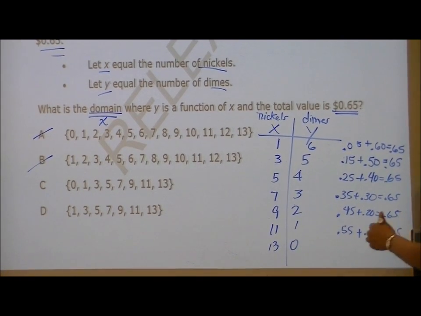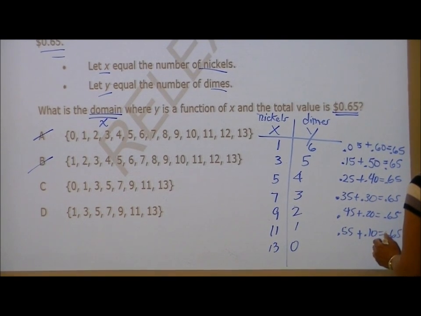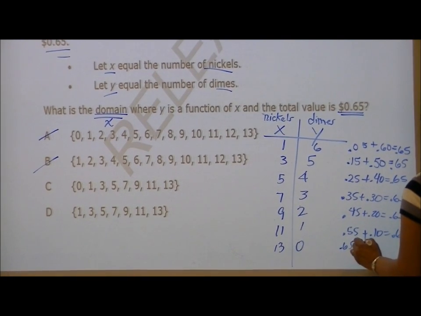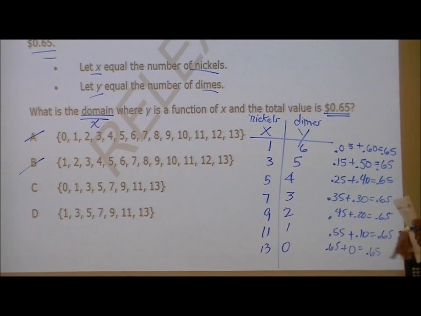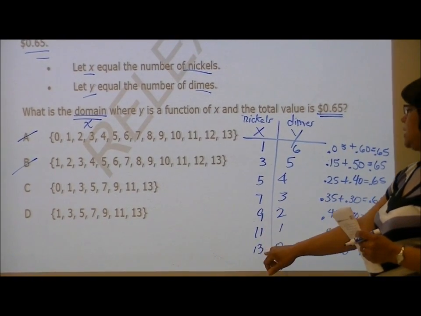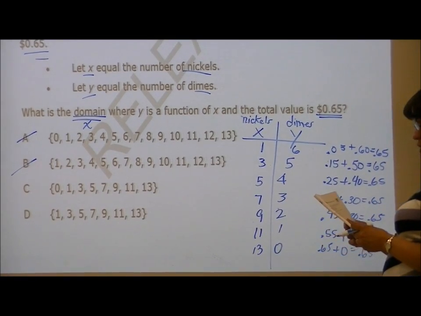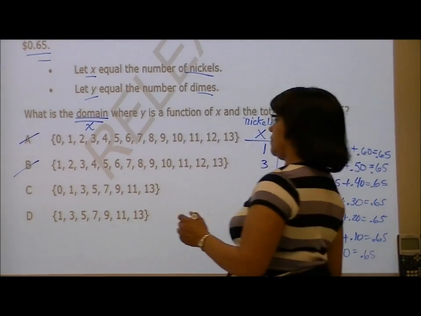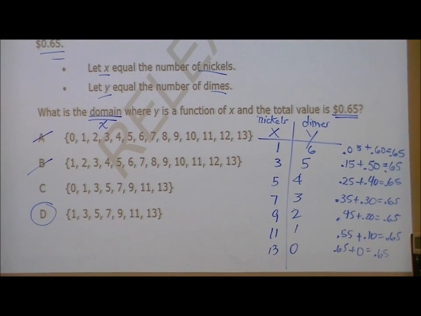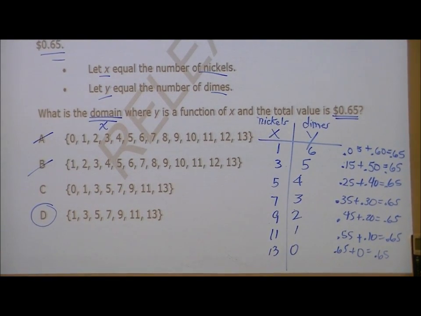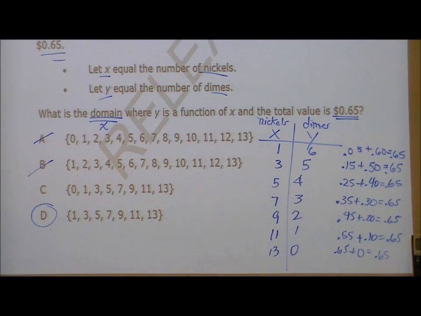Combination of nickels and dimes, that's interesting. Okay, so you have 65 cents. So this would be your 1, 3, 5, 7, 9, 11, and 13 would be your domain. So your answer to this problem is D. Okay, that's how you would do number 37. That's really the easiest way to think it through and see it also. 38, let me move on to number 38.